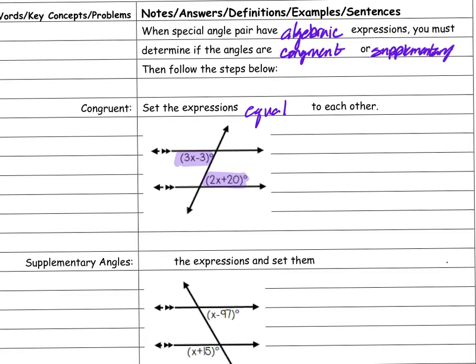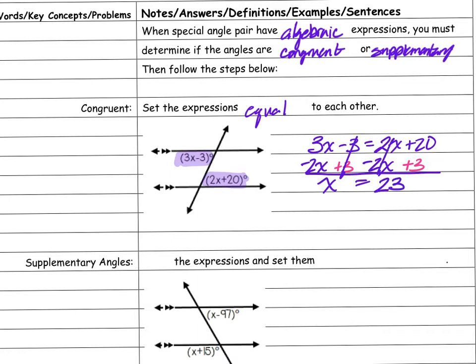Congruent means equal. So that means I can write my equation that says 3x minus 3 equals 2x plus 20. So now I'm going to solve for x. I'm going to subtract 2x, and I'm going to add 3. So I get 3x minus 2x is x, and that equals 23. And that was it. All it said is solve for x. It didn't tell me to do anything else, so I'm just solving for x.